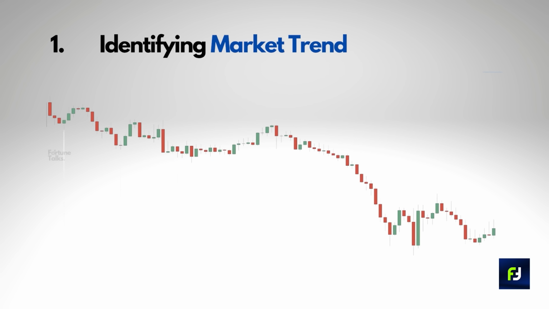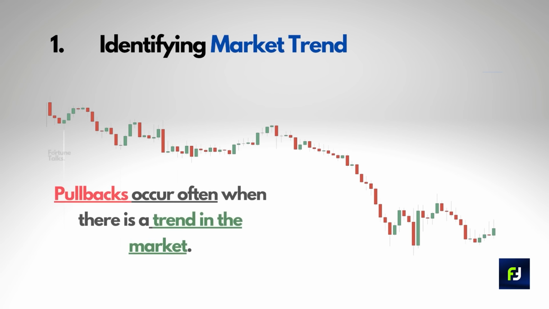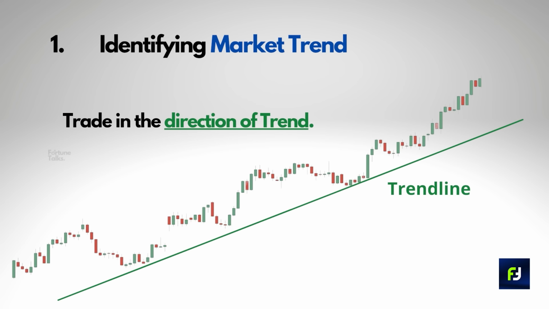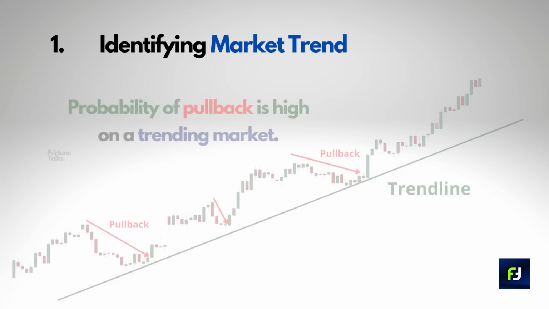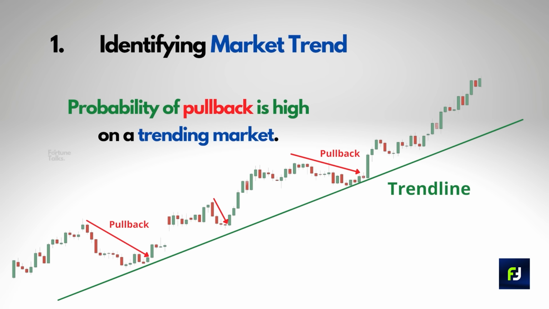The first point is to identify the market trend. The first and foremost thing that you have to figure out while you trade pullbacks is the existing market trend. You must have a trend in the market because most often you will encounter a pullback opportunity when there is a trend in the market. And more importantly, make sure to trade in the direction of the trend and not go against it. I'm not saying that there won't be any pullback opportunities if the market is not trending or if the market is in a range, but the probability of getting a pullback setup is higher when there is trending price action.